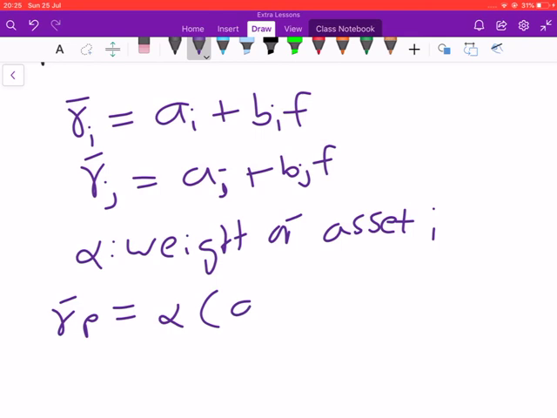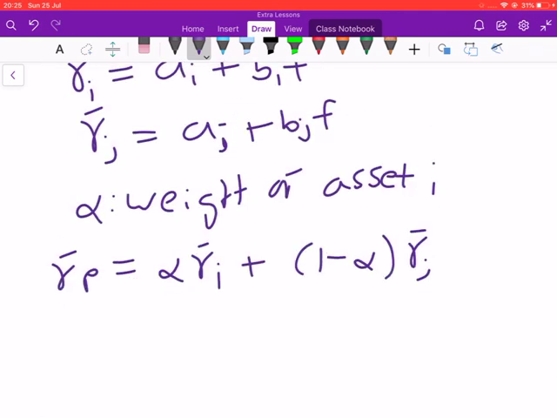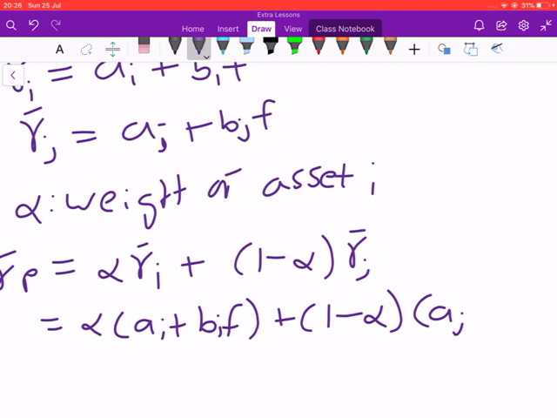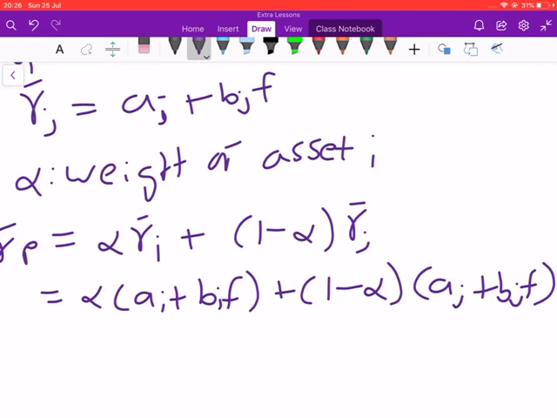It's going to be alpha times the return of I. Okay, I'm just going to write it fully. So I'm going to say alpha times the returns of 1, minus alpha times returns of 2. This is not supposed to be 1. They are supposed to be I and J. I'm going to say J. Right. So if this is the case, you can then write it simply. You can say alpha times AI plus BIF, plus 1 minus alpha times AJ plus BJF, right?